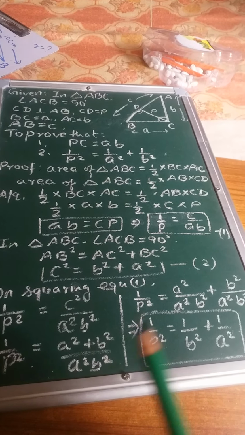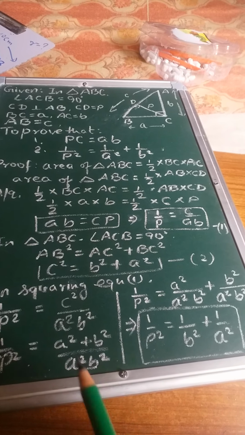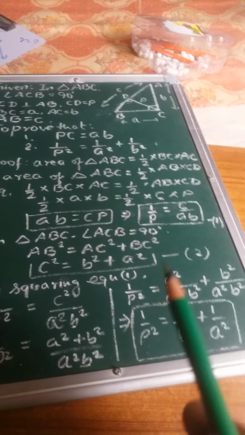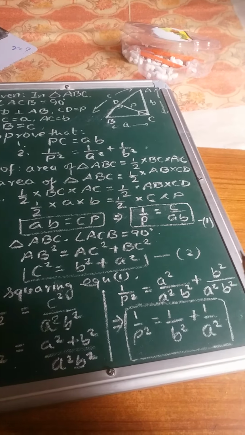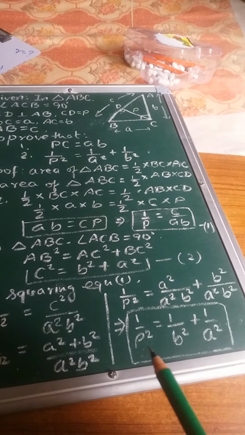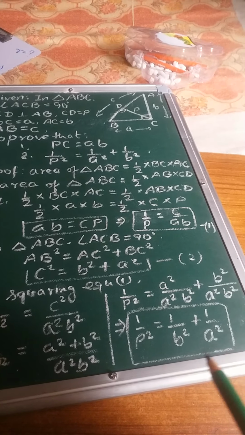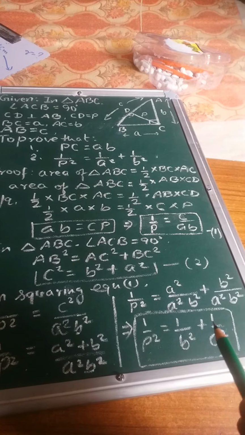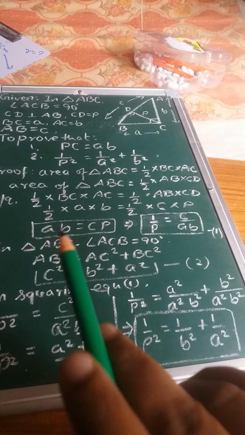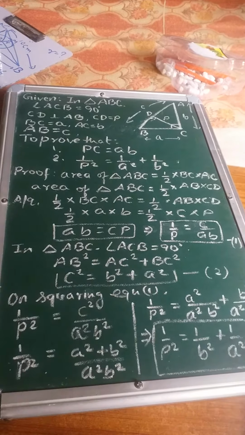Now 1 by p square equals a square by this plus b square by that. The a square cancels and b square cancels. So 1 by p square equals 1 by b square plus 1 by a square. This is the relation I got between p, a and b, and here is the relation between a, b, c, p. Clear, my dear?